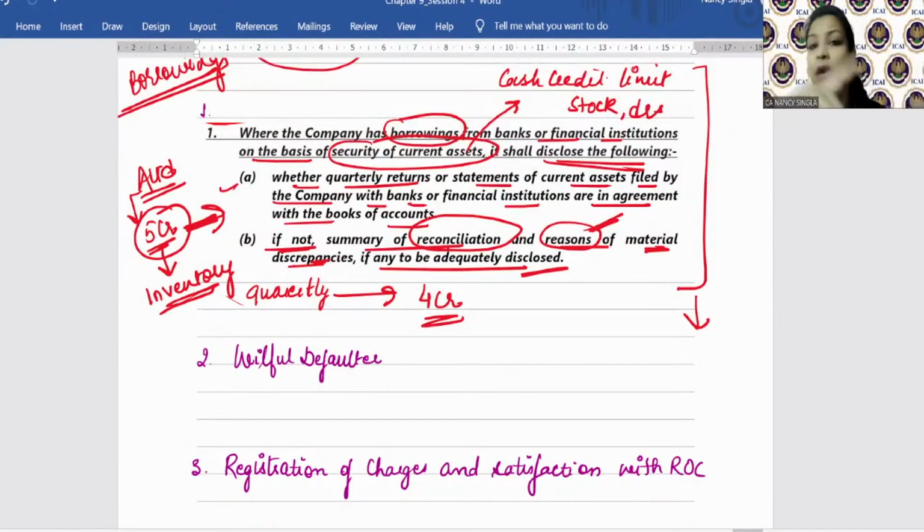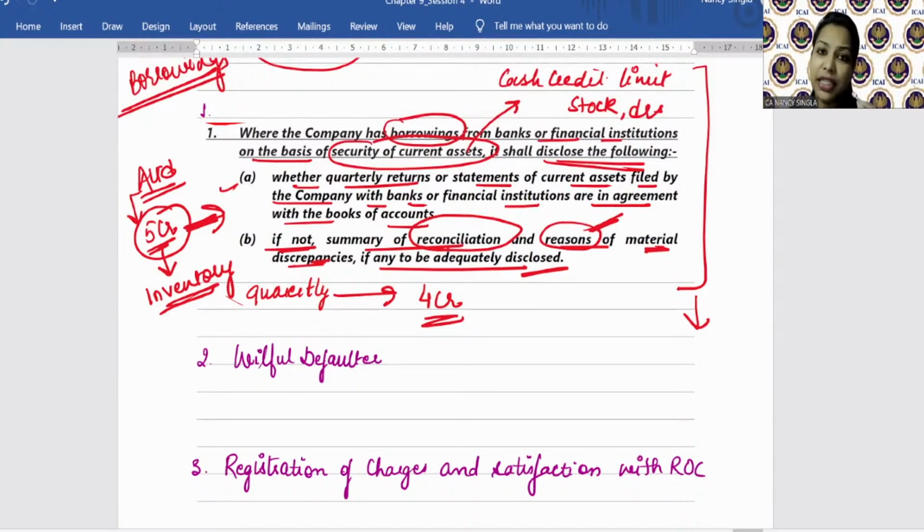So is it clear? Where the company has taken any borrowings where security of current assets like your inventories, your stock, your debtors are given, then whether quarterly returns are in agreement with the books of accounts, and if not, then the reconciliation and the reasons for the same. Is it clear? Quickly tell me. तो कंपनी के ऊपर ही रिस्पॉन्सिबिलिटी आ गई है. See, the auditor needs to be alert all the time. ऑडिटर को तो अपना काम करना ही है जो CARO 2020 में दिया है, and otherwise also. But first and foremost the responsibility is on the management.